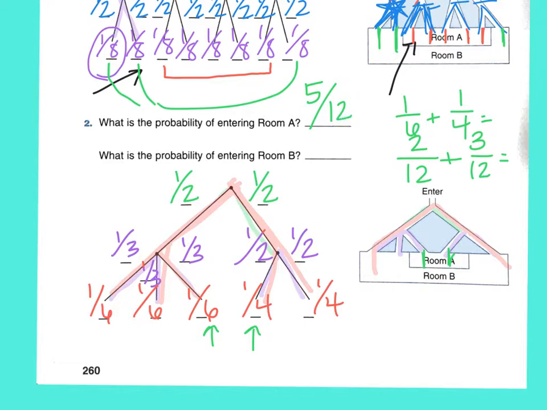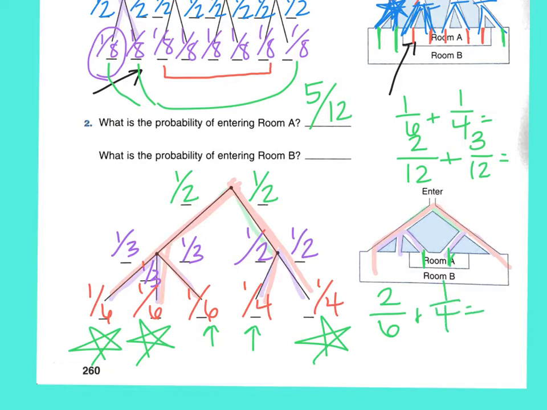of entering room A. Room B, same thing, those are all of my leftovers, so I'll use stars. Now I have 2/6 plus 1/4, 2/6 plus 1/4, so same thing. And we'll find our common denominator of 12, which would give me 4/12 plus 3/12, with a final answer with a probability for room B of 7/12. So this one was a little more complicated, but same idea.